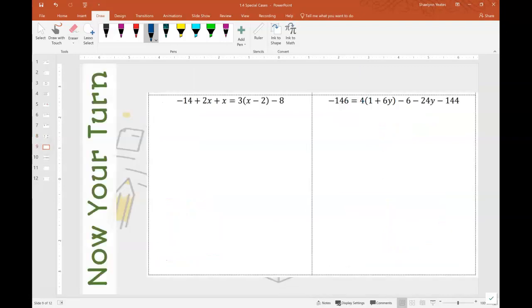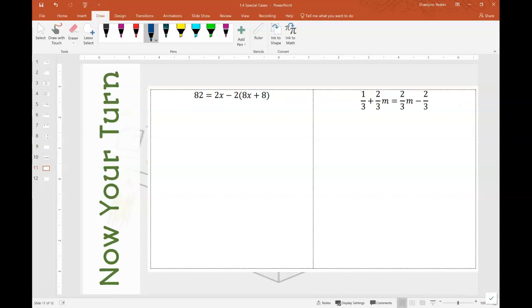Perfect. All right. I want you guys to go ahead and try these two. The one on the right looks super complicated. You've got this. It's not as hard as it looks. I promise. Okay, and then go ahead and try these two.